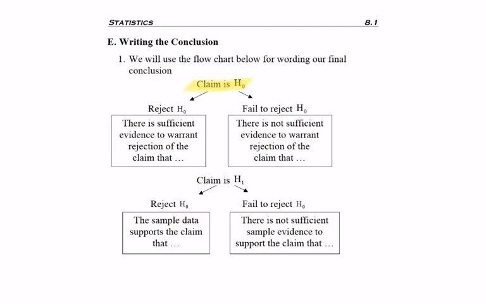So what we'll do is look to see which claim we made, H0 or H1, the null or alternative hypothesis, and then after doing some calculations, we're going to decide that we reject H0 or fail to reject H0. And so based on that, we're going to be writing a final conclusion that starts off with any of these four situations.